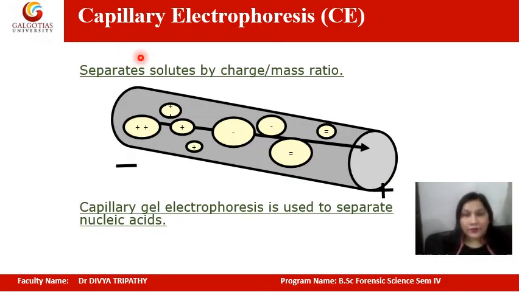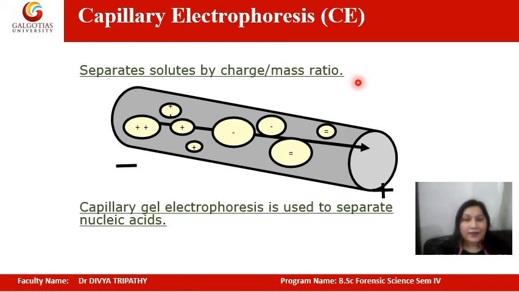The third type of electrophoresis is capillary electrophoresis, or CE. In this type of electrophoresis, separation of solutes takes place by charge-to-mass ratio, not on the basis of charge separately, not on the basis of mass separately, but on the basis of charge-to-mass ratio. If charge is more and mass is more, then it will be a medium type of molecule. If charge is more and mass is less, it will give a larger charge-to-mass ratio. And if mass is more and charge is less, the molecule has a smaller ratio, and the separation will occur on the basis of that ratio only.